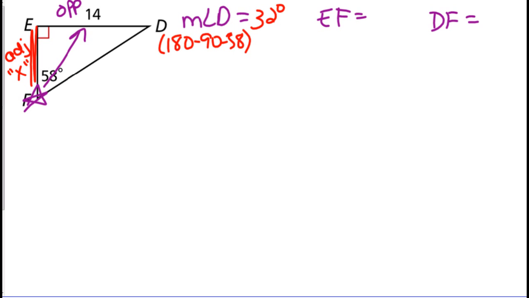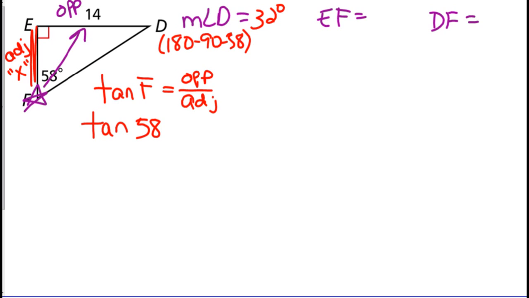So here I am sitting at this angle. I have my opposite. I need my adjacent. I have to think of which trig function I'm going to use. So TOA. I'm going to use tangent because tangent of angle F is going to be opposite over adjacent. Okay, again, you write that out and then you think about what you actually have. I actually have the 58 degrees for angle F, so I'm going to write 58 degrees right there.